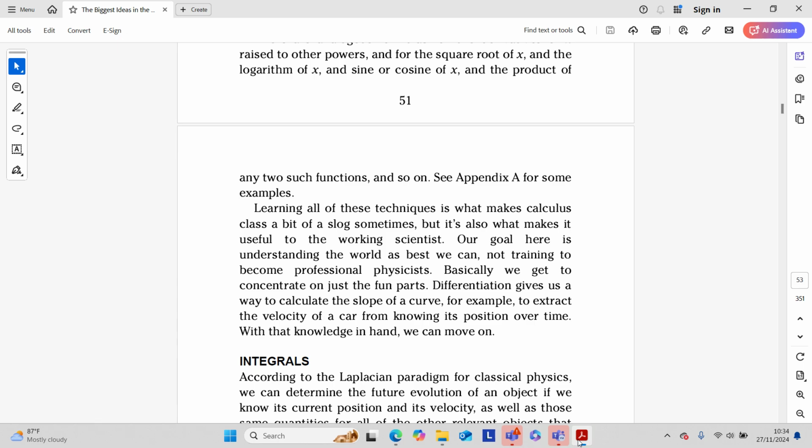Differentiation gives us a way to calculate the slope of a curve, for example, to extract the velocity of a car from knowing its position over time. With that knowledge in hand, we can move on.